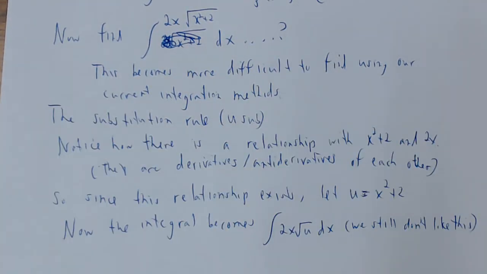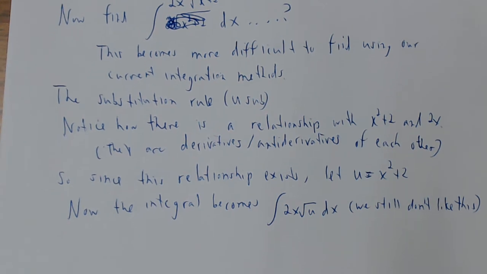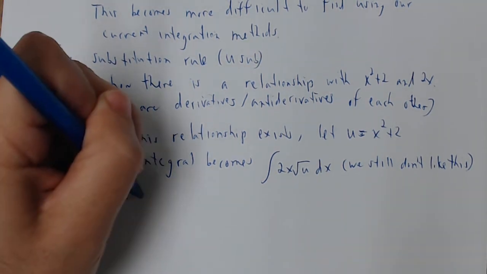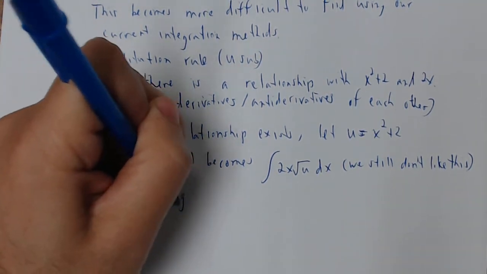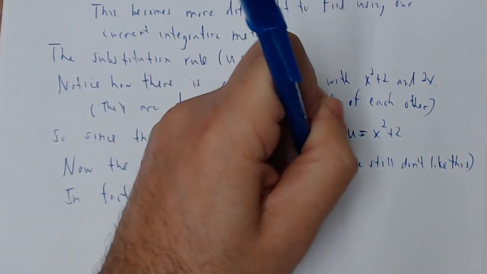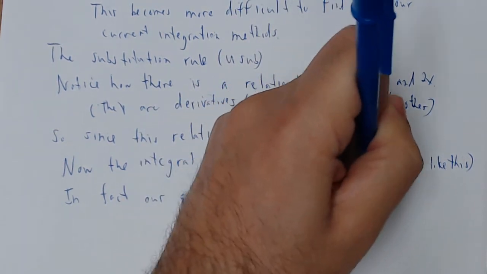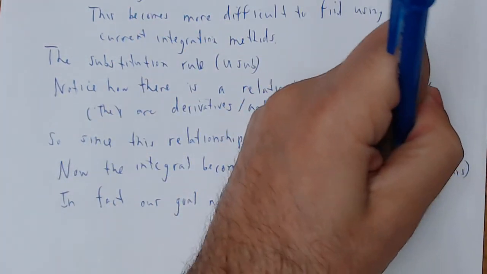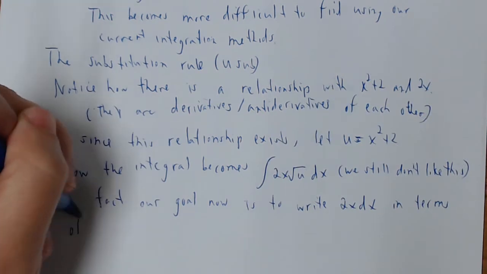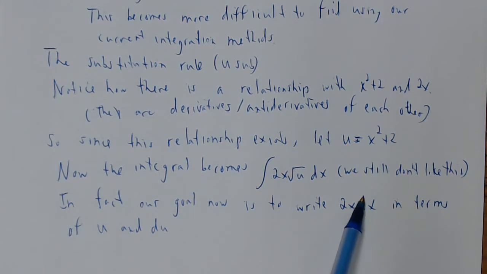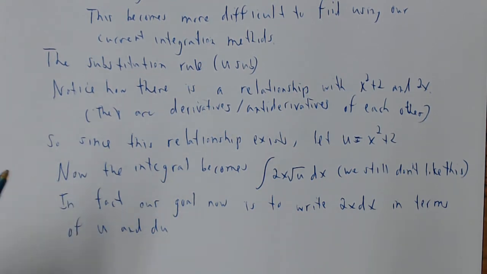Right? If anything, it kind of looks like it became worse. So our goal now is to write 2x dx, which is basically what's left in terms of x, in terms of u and du. So somehow I want this dx to become a du, and that 2x, or the 2 we don't care about, it's a constant, but the x to become a u. So here's what we could say.